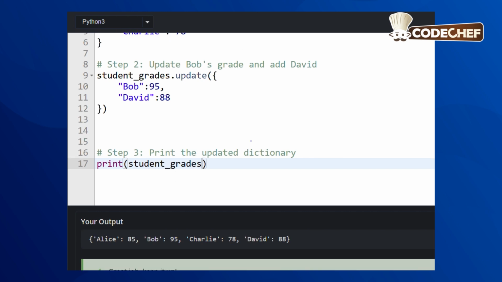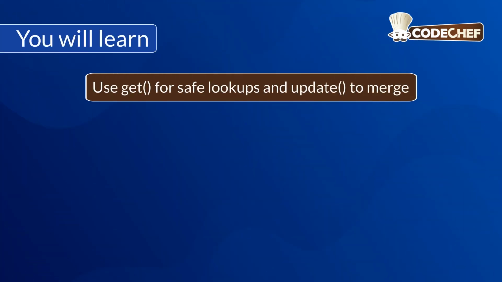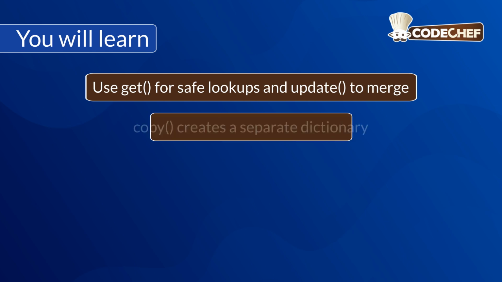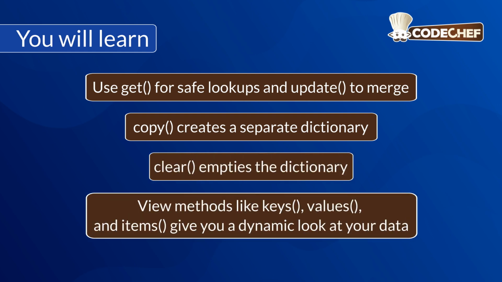Nicely done. Let's quickly recap what we learned. Use get for safe lookups and update to merge. Copy creates a separate dictionary. Clear empties the dictionary. View methods like keys, values, and items give you a dynamic look at your data. These methods are your go-to tools for working with dictionaries. Keep practicing, and I'll see you in the next lesson.